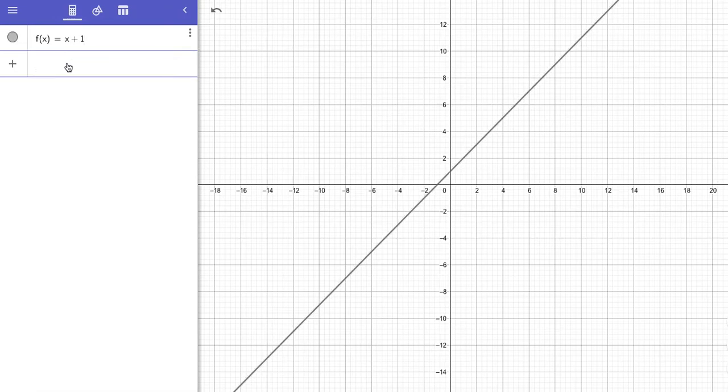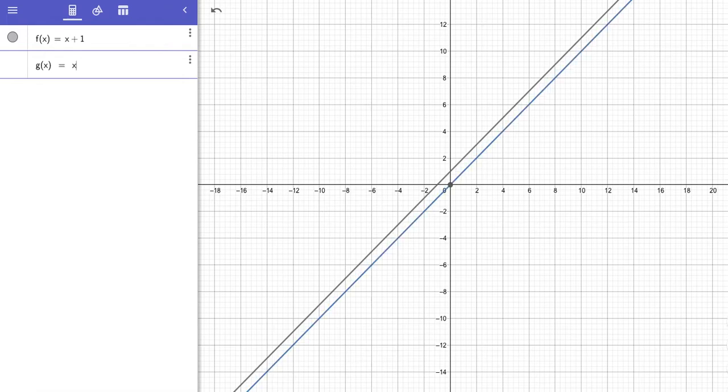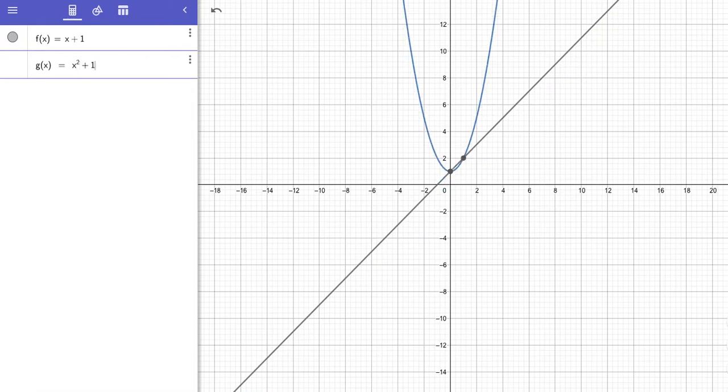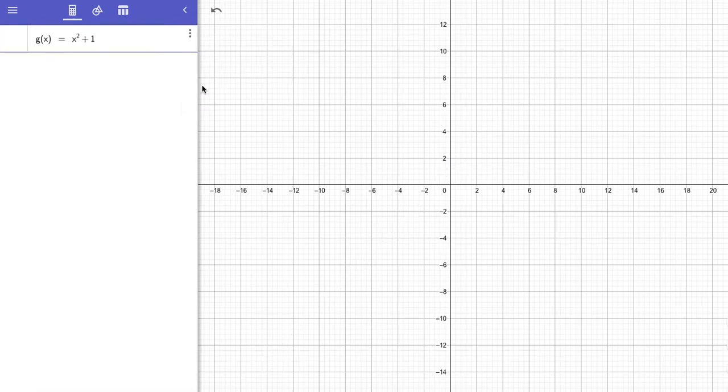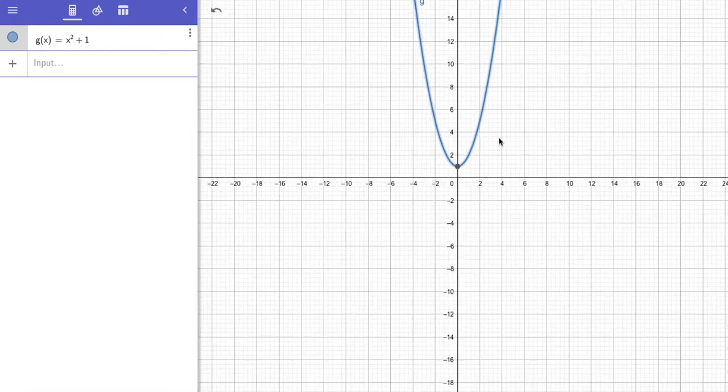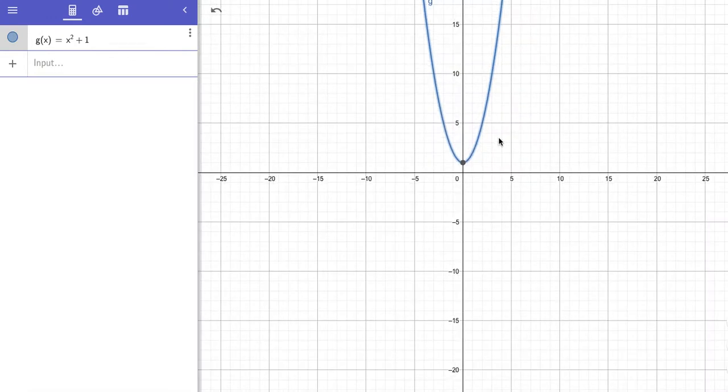Let's also consider some other function. So the next function, let's call it g of x. I mean, it can be named anything. You can call it h of x, y of x, or for that matter even x of x. Let's say g of x was the function x square plus 1. Alright, and I'll just get rid of the f of x for the sake of simplicity. Yeah, so this is our function g of x equals x square plus 1.